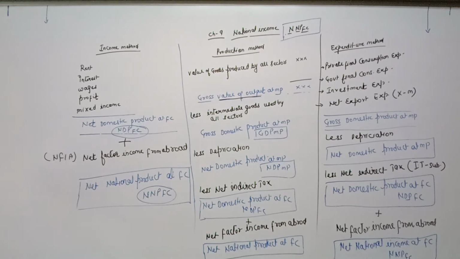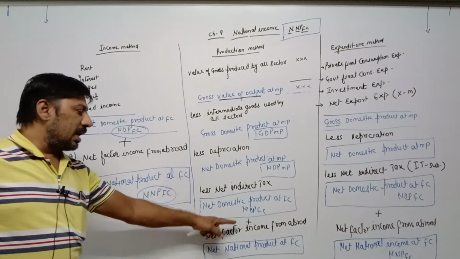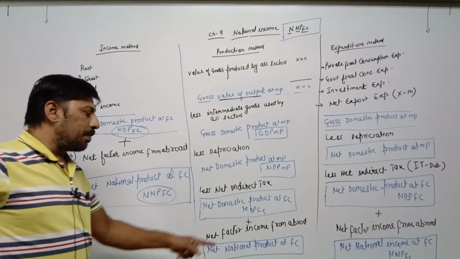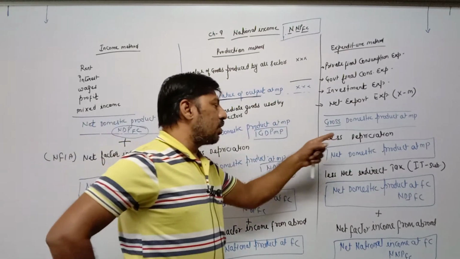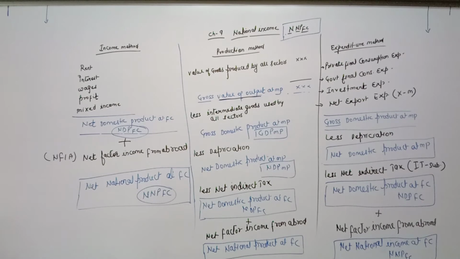First of all, we need to convert gross, so deduct depreciation, then value of output, deduct intermediate goods, market price is given, deduct net indirect tax. When you deduct these three different terms, then we will get NDPFC. And once you get NDPFC, in all the three methods, only one item you need to add, net factor income from abroad. And after adding it, you will get national income, meaning net national product at factor cost.